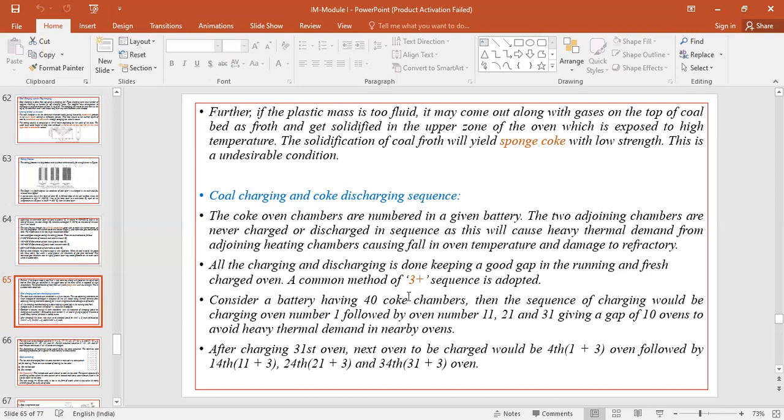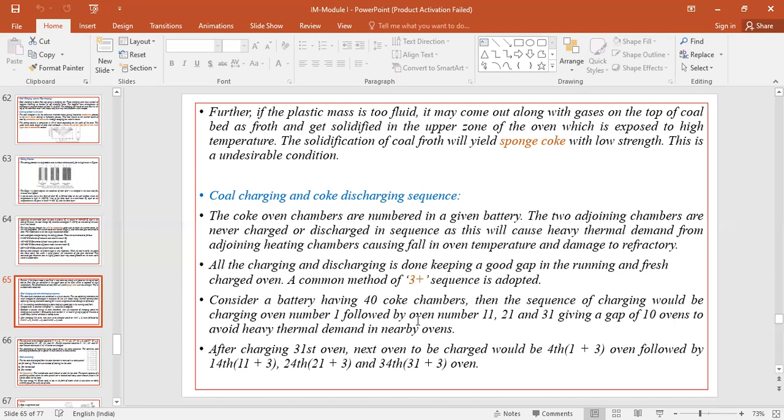That means if you consider a 40 oven battery, then the sequence of charging would be, if you have charged the first oven, then you need to charge the 11th oven, that is 10 plus 1, the 11th oven. Then we have to leave again at least 10 ovens, and we need to charge the 31st oven. Like that, we need to give a gap of at least 10 ovens to avoid thermal shocks.